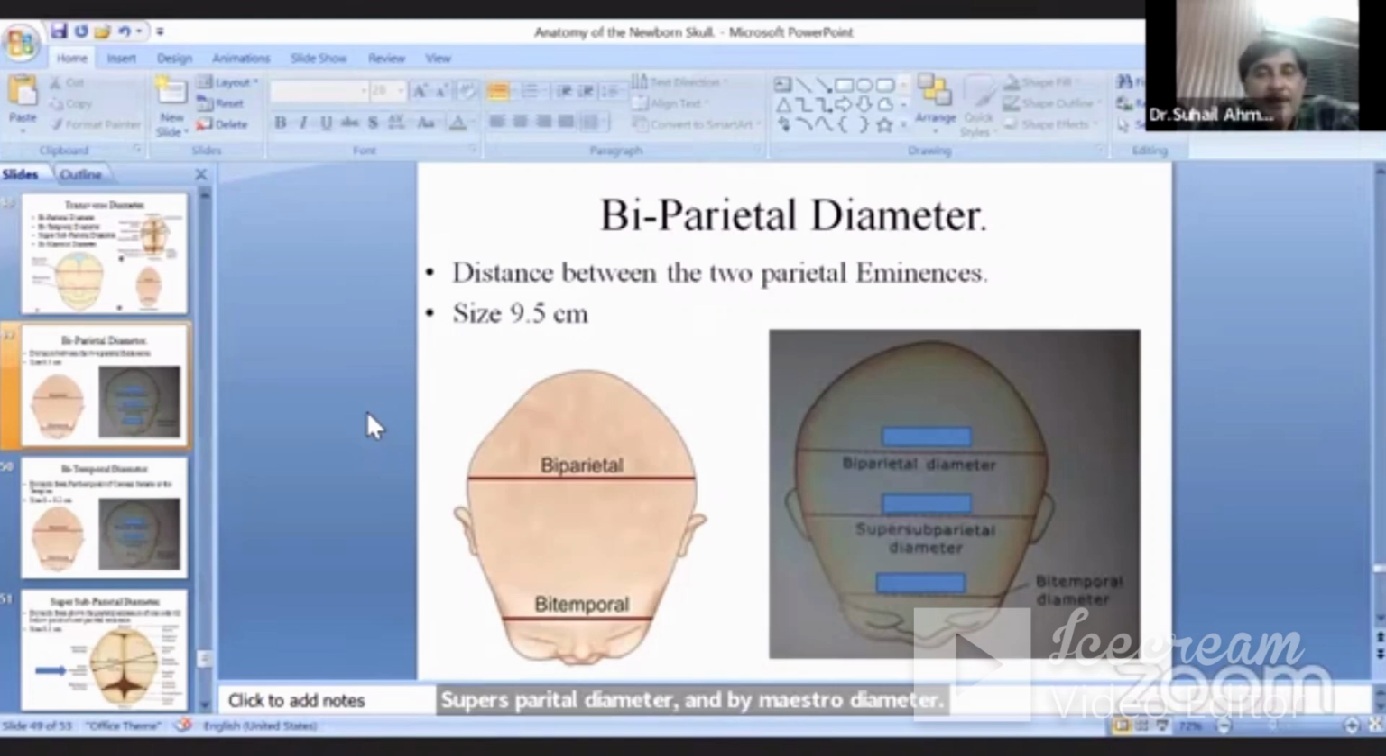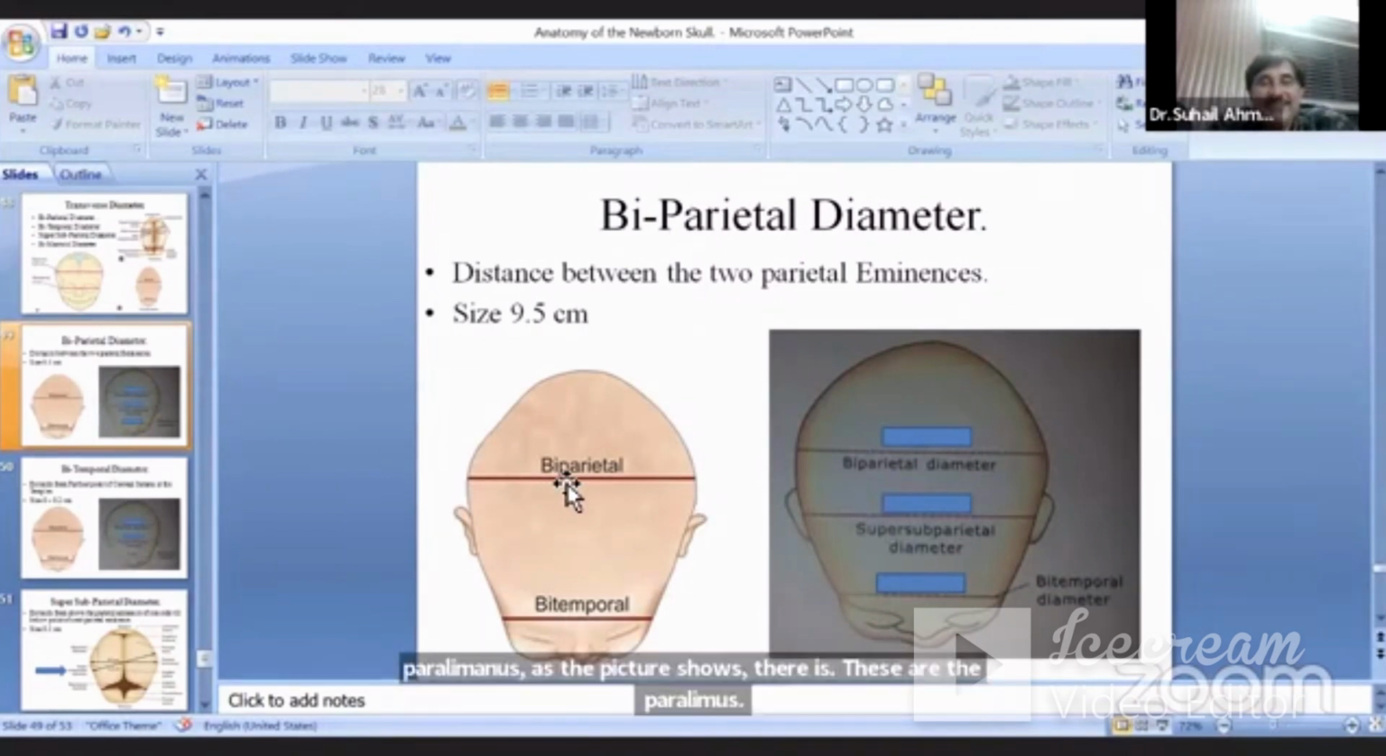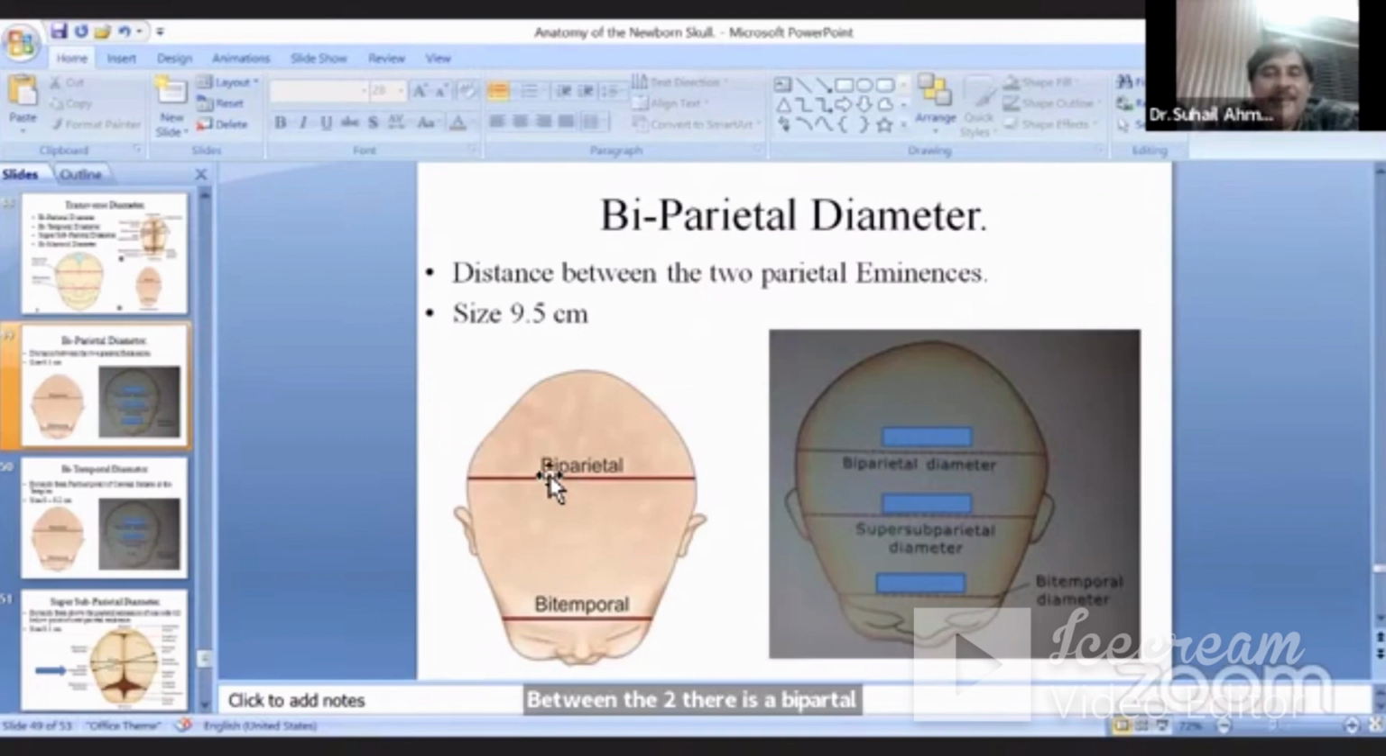One by one, the biparietal diameter is the distance between the two parietal eminences. As the picture shows, these are the parietal eminences. Between the two, there is the biparietal diameter. The size of the biparietal diameter is 9.5 centimeters.